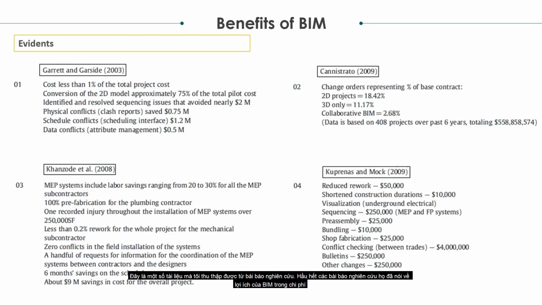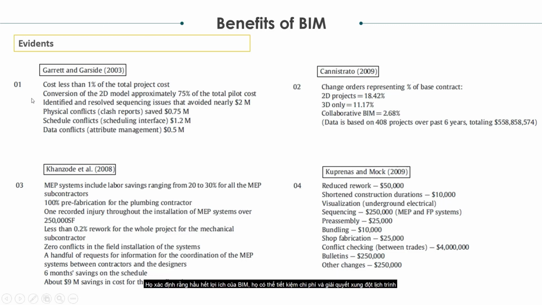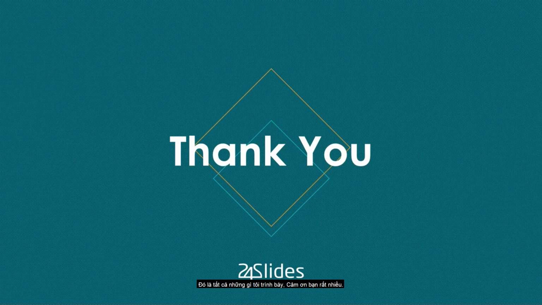Here is some evidence that I got from research papers also. Most of the research papers talk about the benefit of BIM in the cost. They identify that most of the benefit of BIM is that they can save the cost, and they can also save schedule conflicts, like this. So that's all for my presentation.